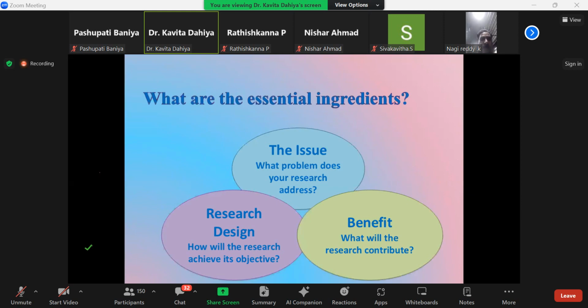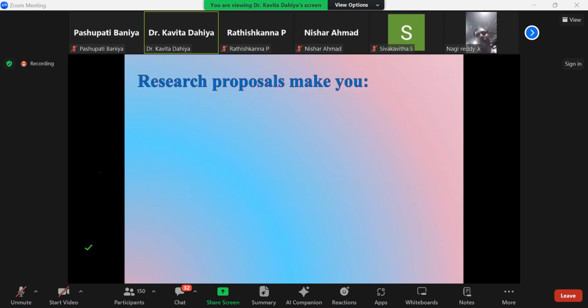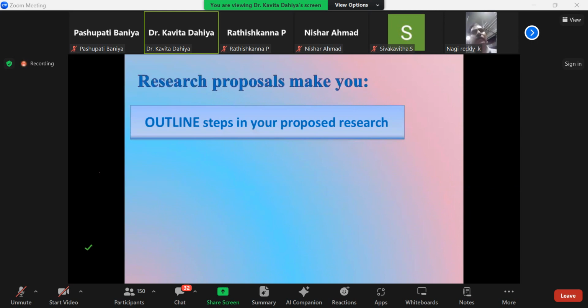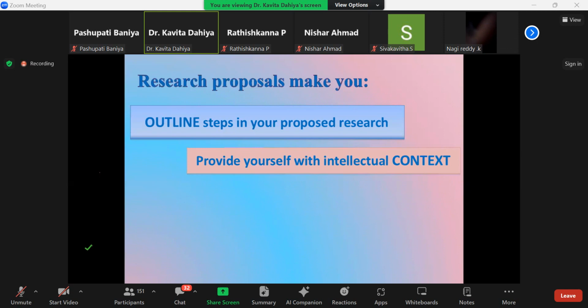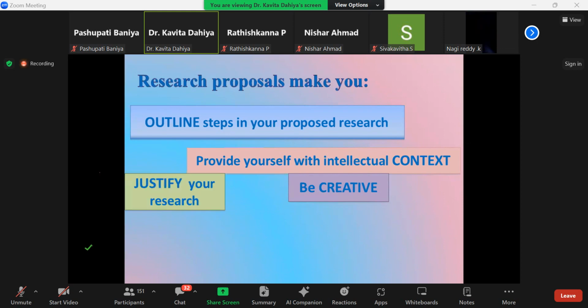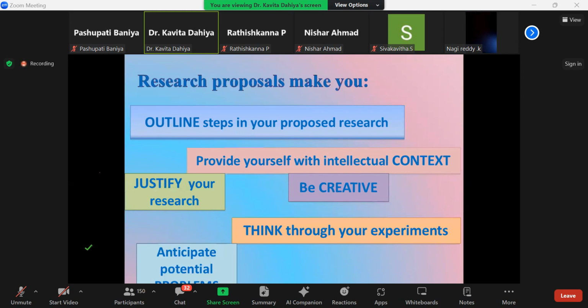After that, benefits: what will the research contribute to society and to the literature. Here the research proposal helps you outline the steps in your proposed research, and it also provides you with the intellectual content, and it needs to be creative and justify your research. After that, you need to think through your experiences, anticipate potential problems, and anticipate a realistic timetable.